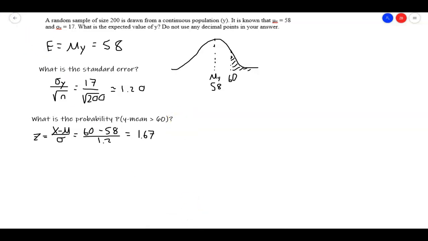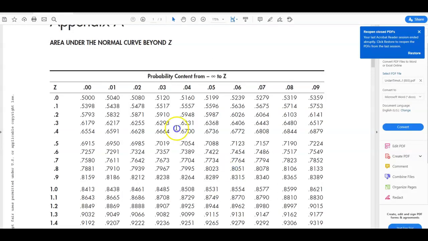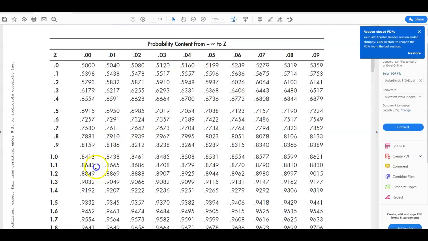Alright, so I'm going to pull this up, and I'm going to go to the z-score. Now remember, this probability goes from -infinity to our z-score, so it's only going to be giving us the left side of a distribution. So I'm going to go to 1.67, and I'm going to go to 0.07 here. That's 1.67. I'm going to get 0.9525.